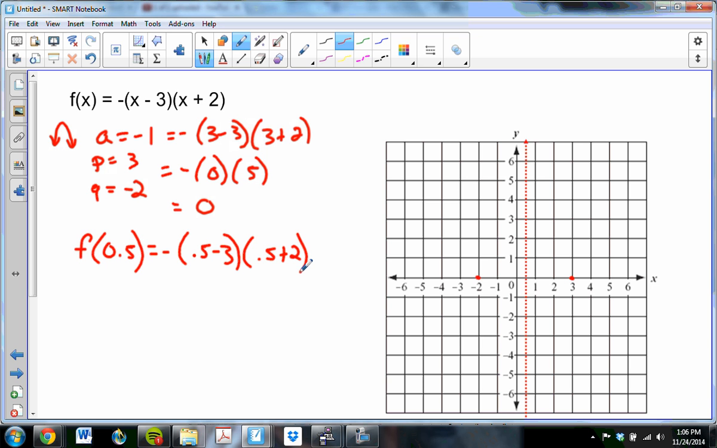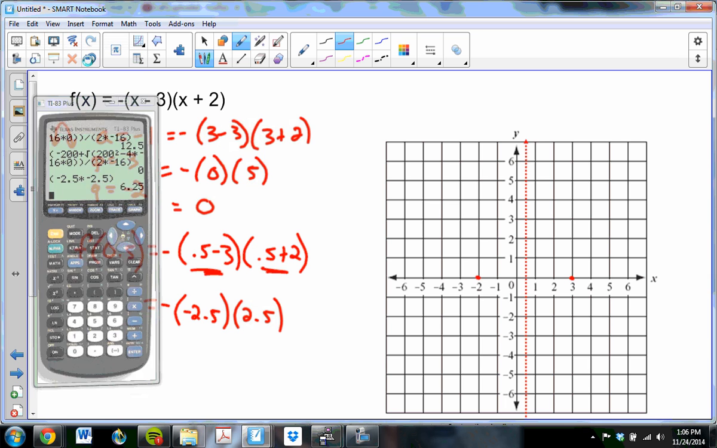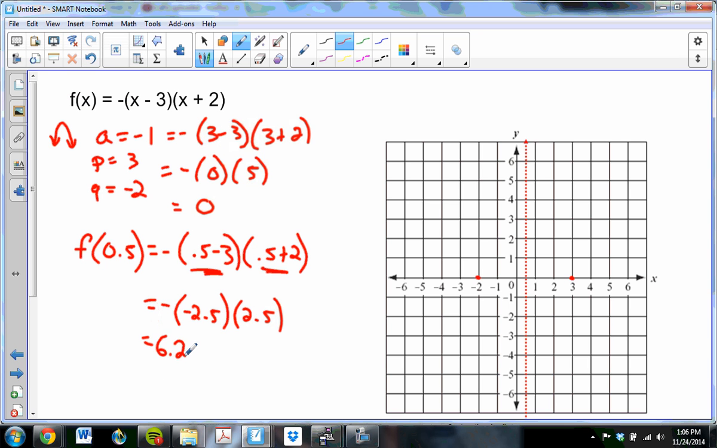Something really interesting happens here. These two bubbles will always work out to be the same. In this case, I get -2.5 times +2.5. I mean, they're opposites of each other. So I'm really doing 2.5 times 2.5, -2.5 times -2.5, which is 6.25. So if I go to 6.25 way up here, that's where my vertex is.